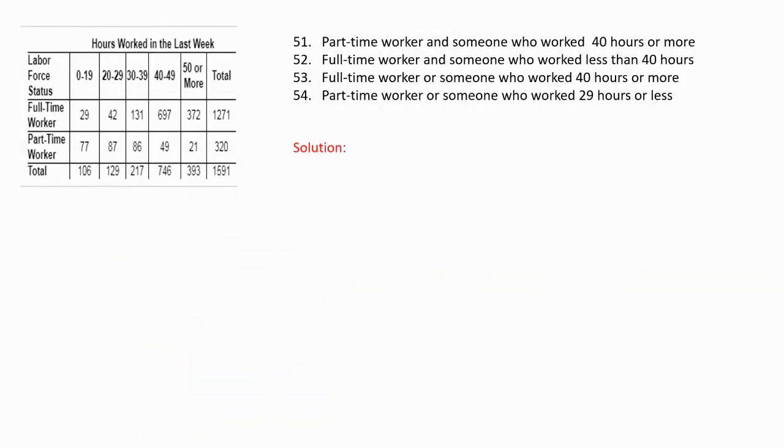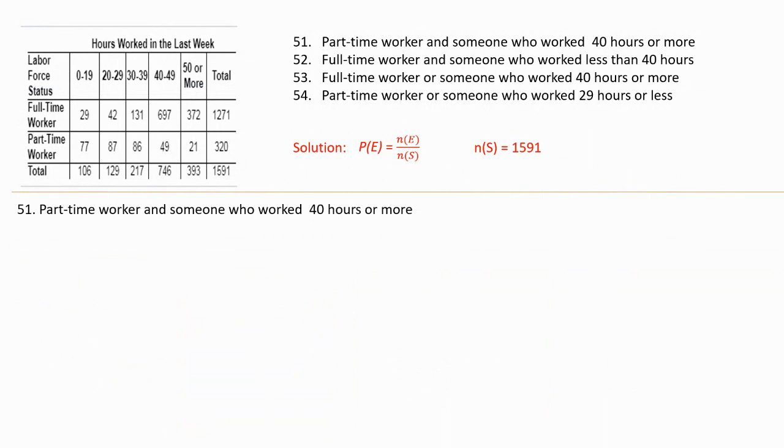Now let's do number 51. Part-time worker and someone who worked 40 hours or more. So here, guys, is part-time worker. We're going to go here. Part-time worker and someone who worked 40 hours or more. So 40 hours or more will be these two here. So it's going to be the 49 plus the 21, right? These two here. It'll be 70 over 5091. Well, approximately will be 0.0440.